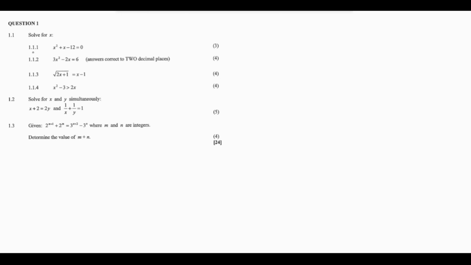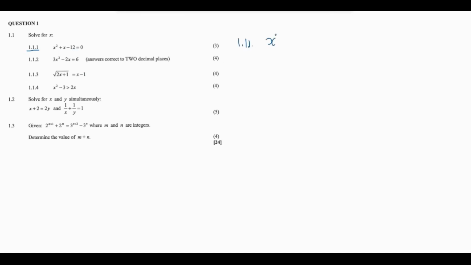Right, let's start with question 1.1.1. Solve for x. Right, this is a quadratic equation. The good thing about this equation is that it is already in standard form. So we just have to factorize this and find our answers.